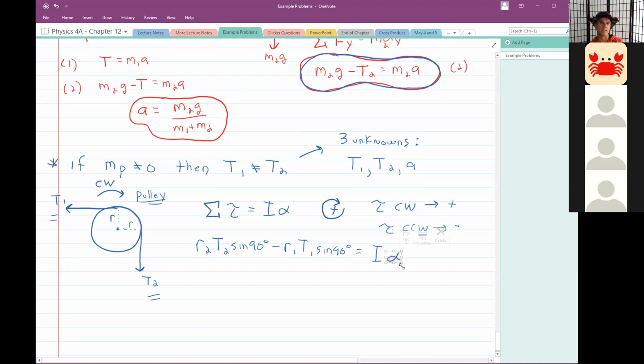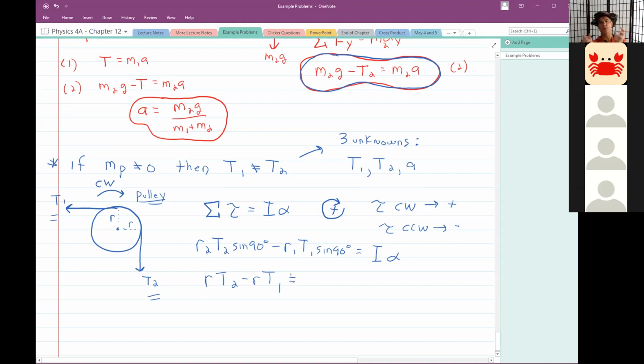The radii, or the distances from the axis of rotation, are the same for each. So this is really just R times T2 minus R times T1, since the sine of 90 degrees is 1.